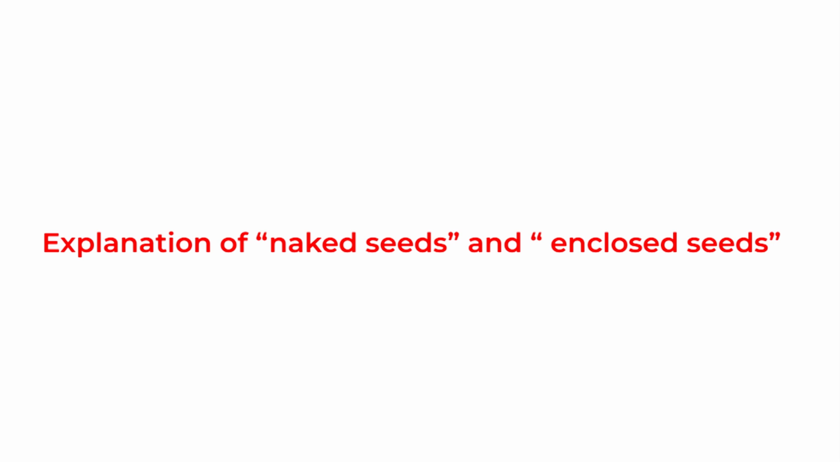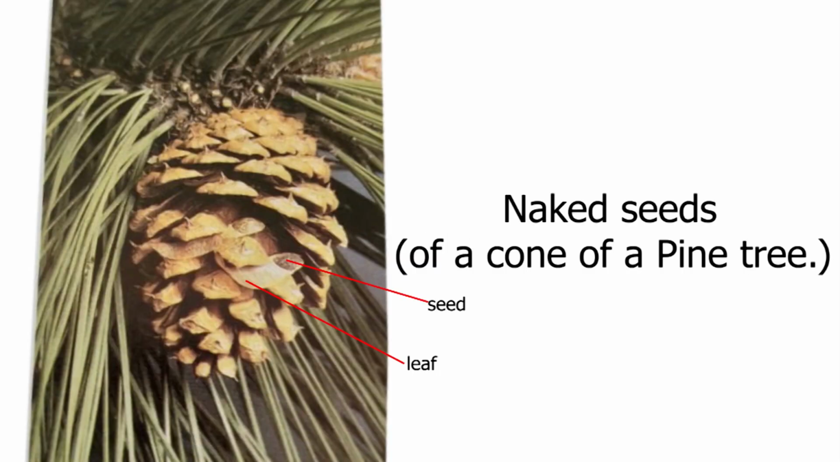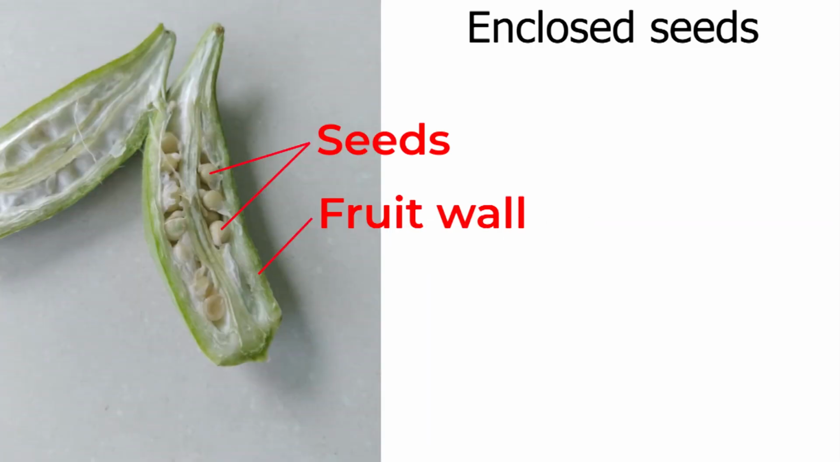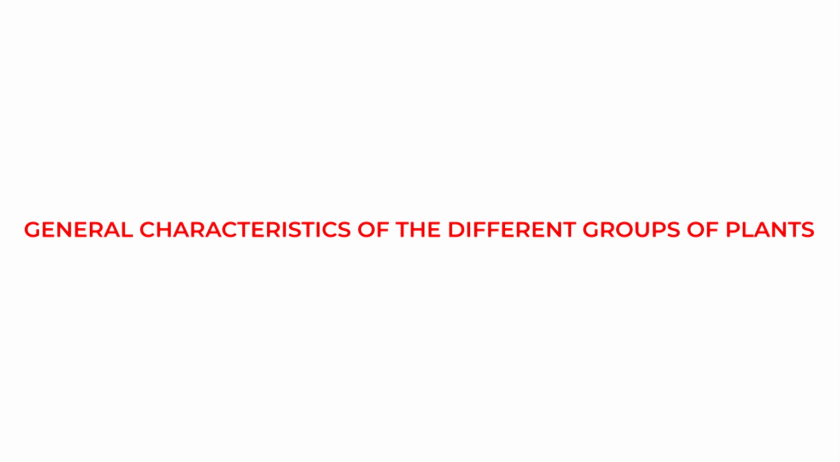Naked seeds means the seeds are not enclosed in a fruit wall, or any wall. The seeds are on leaves. The seeds are arranged in cones, and each seed is on a leaf. Closed seeds are protected in a fruit wall. Good. Now we'll look at the general characteristics of all the different groups of plants.